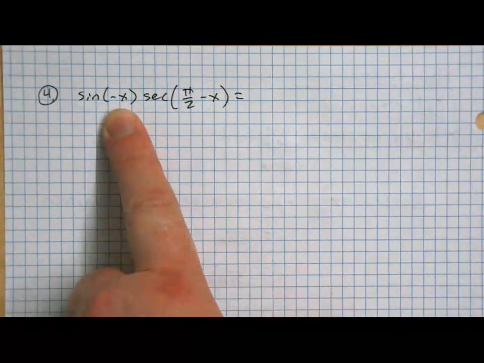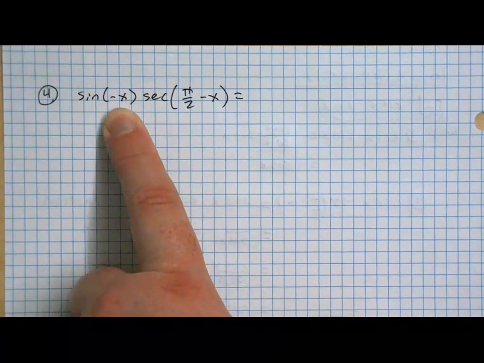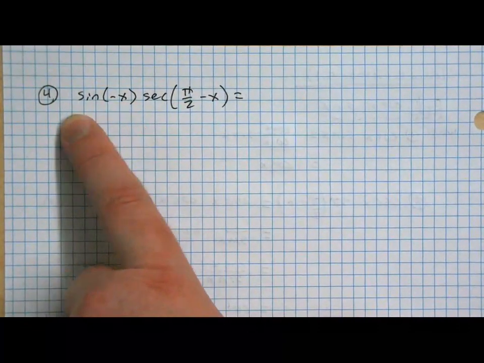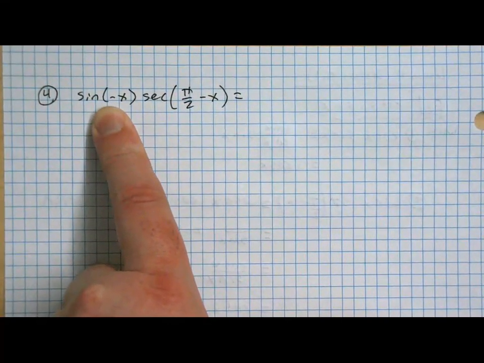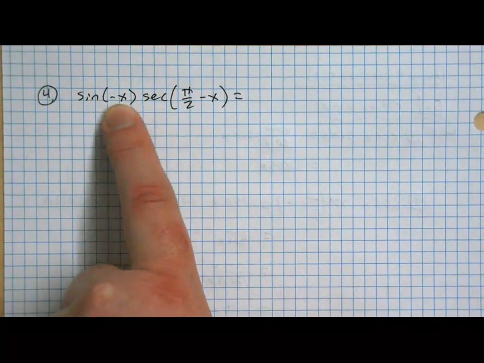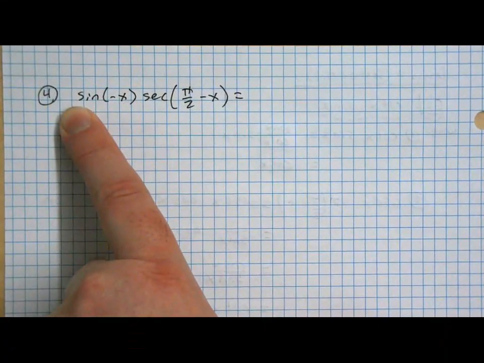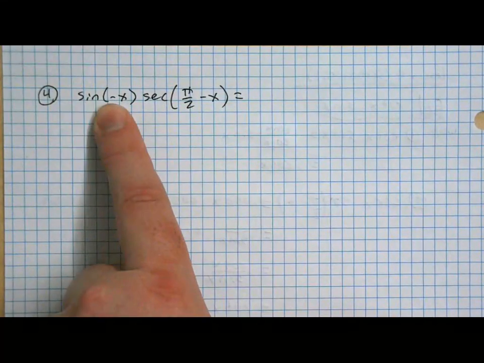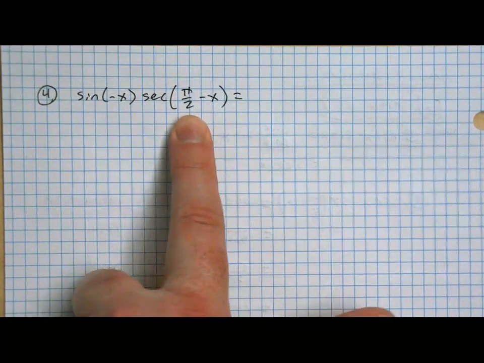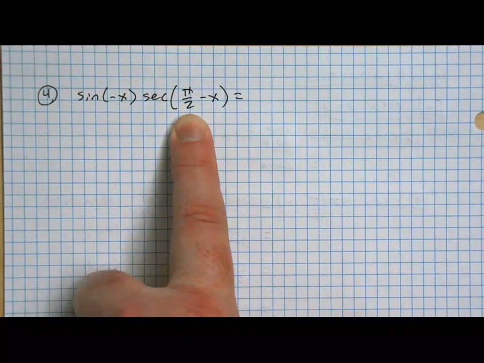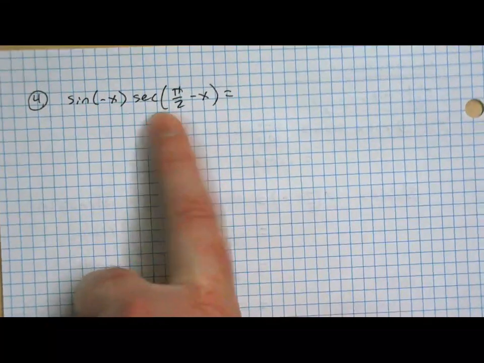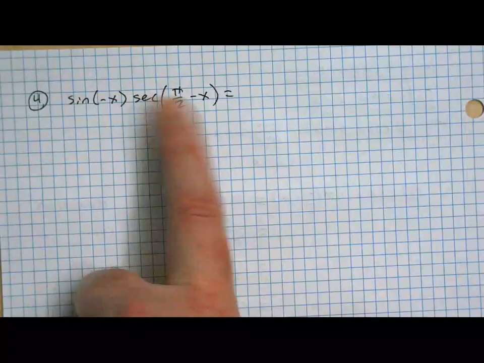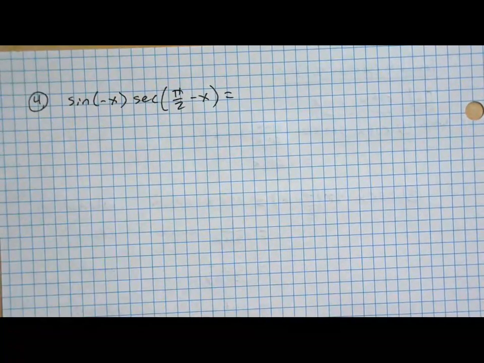Anything with a negative x, I think about which category? Odd or even. So we could do odd or even here. Remind me, is sine odd or even? Sine is odd. So at some point, we're going to take this negative and pull it to the outside. Whether we do that first or second, we'll choose in a second. But I also saw this pi over 2 minus x. That makes me think of what category? Cofunction. So we could turn this secant into a cosecant with just an x in it. Which one do you guys want to do first? The odd or even or the cofunction?